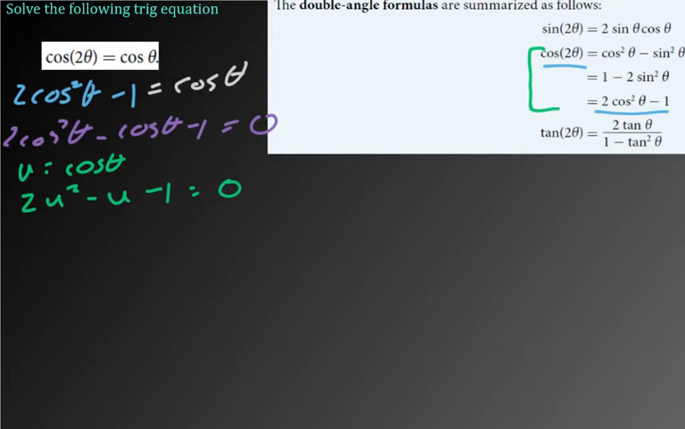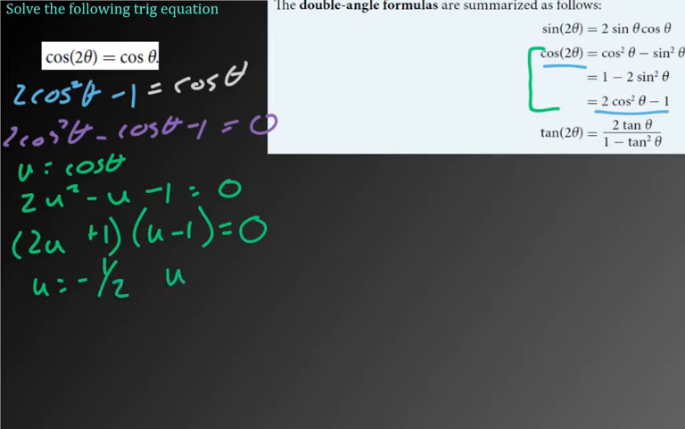That factors actually really nice. You're going to have 2u plus 1, and then u minus 1. And so u is equal to negative a half, or u is equal to 1. Right? And then you can just go and undo your u's, right? Cosine theta then equals negative a half. So this one.